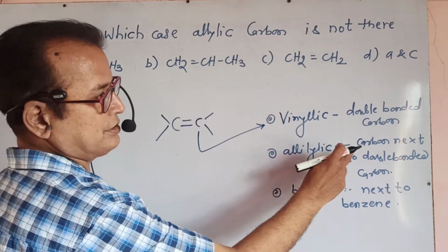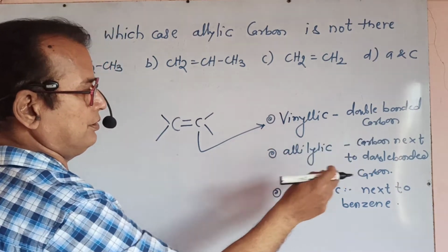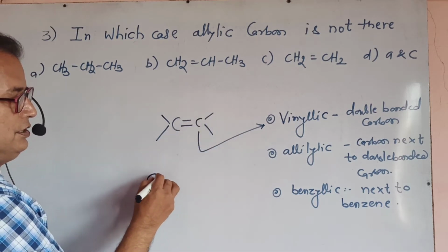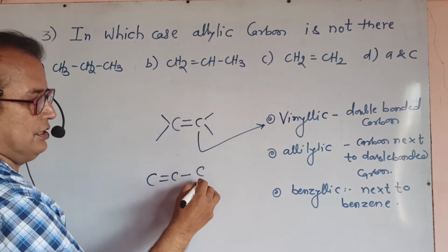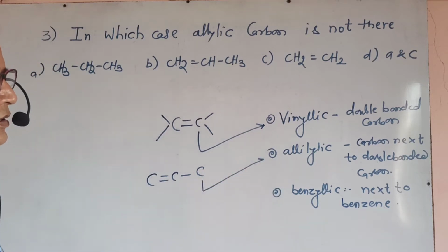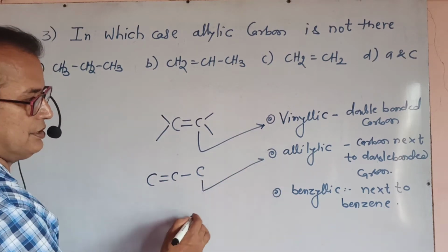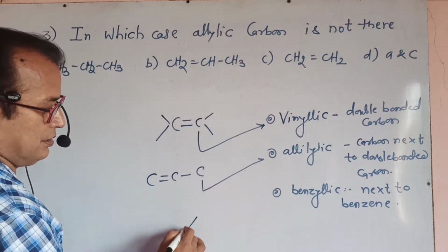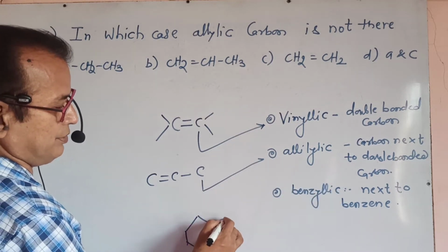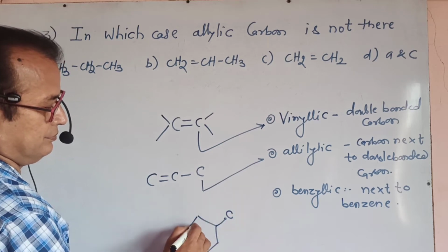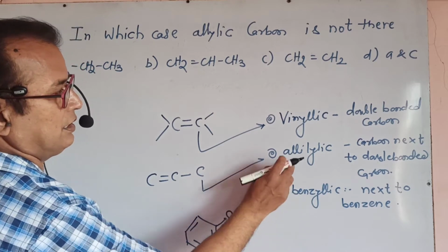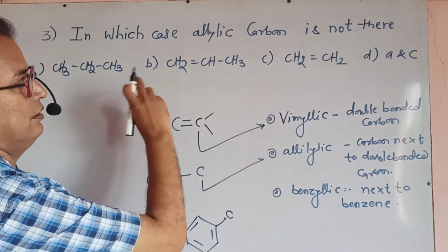Allylic carbon means carbon next to a double bond. Carbon next to double bond: C double bond C, single bond C, that carbon is allylic. Benzylic carbon means next to benzene. It is a benzene. Next to benzene, this carbon. Benzylic, allylic, vinylic.